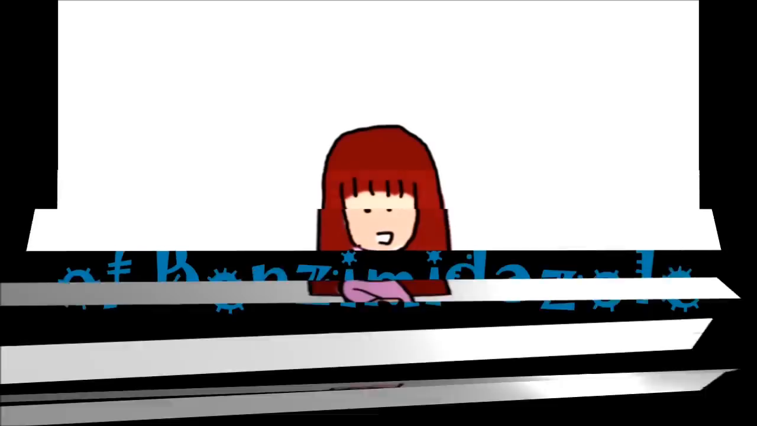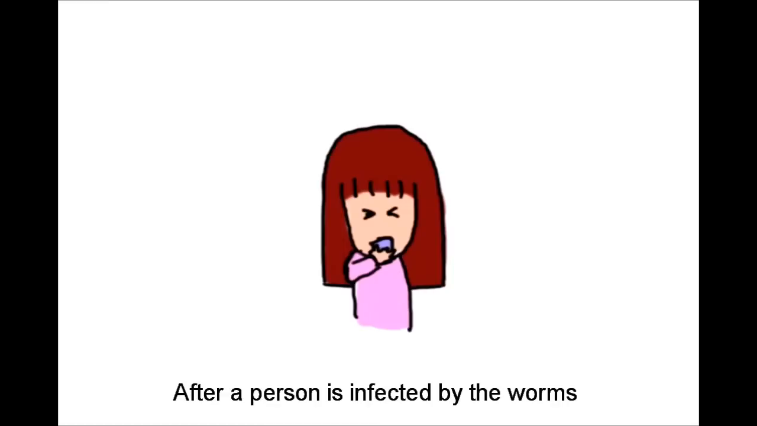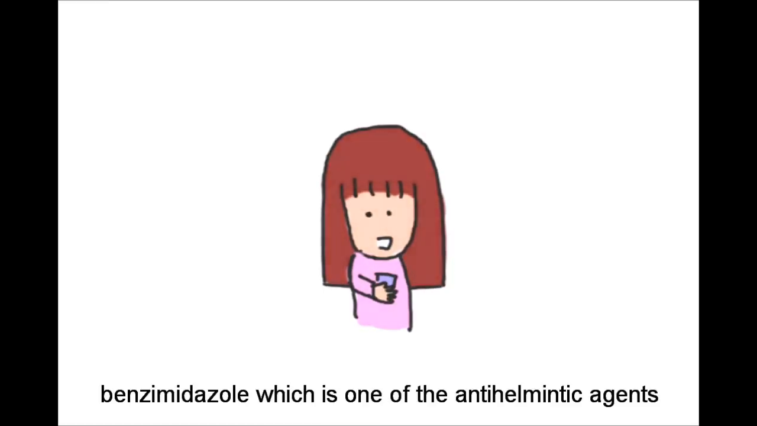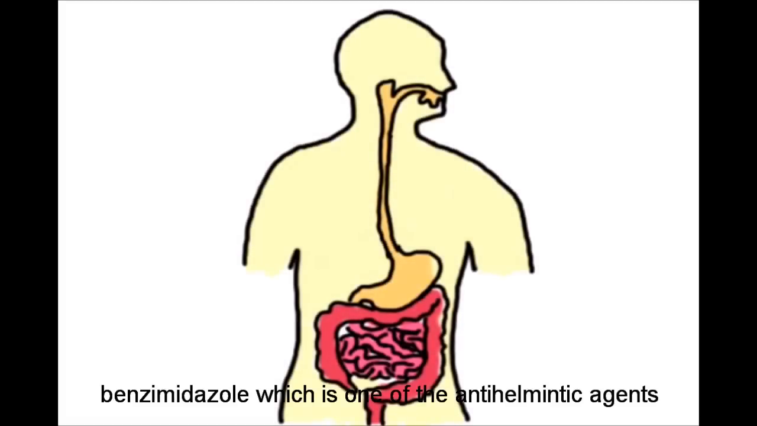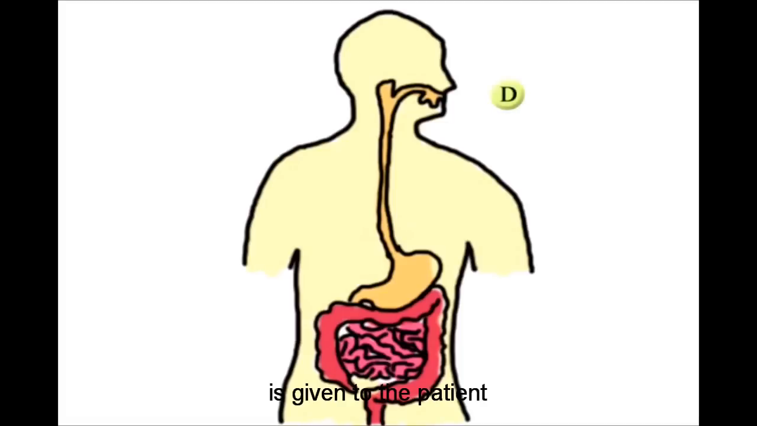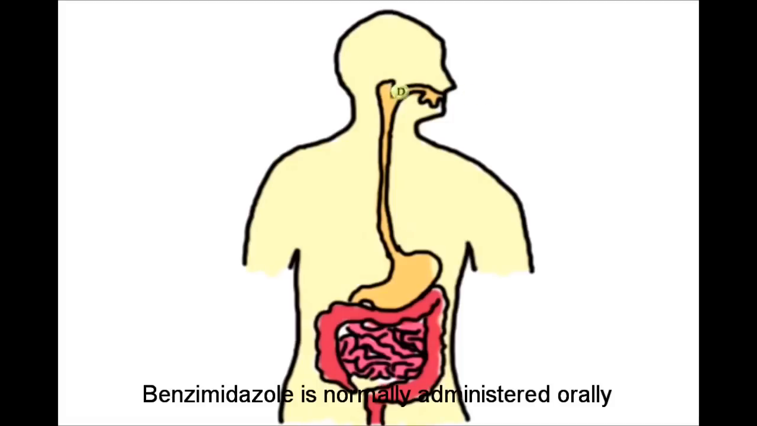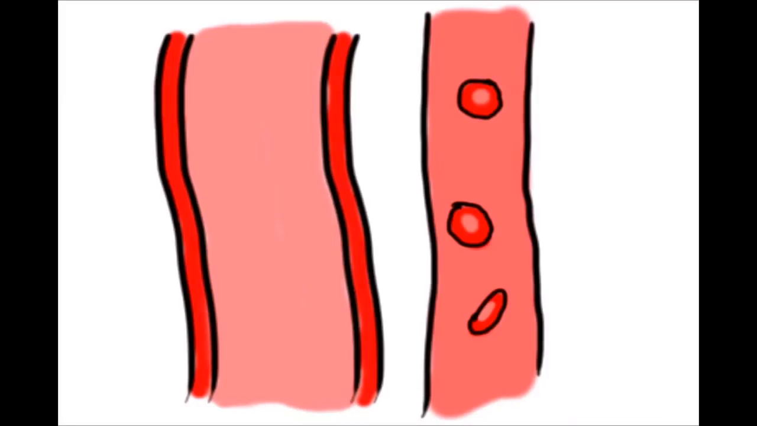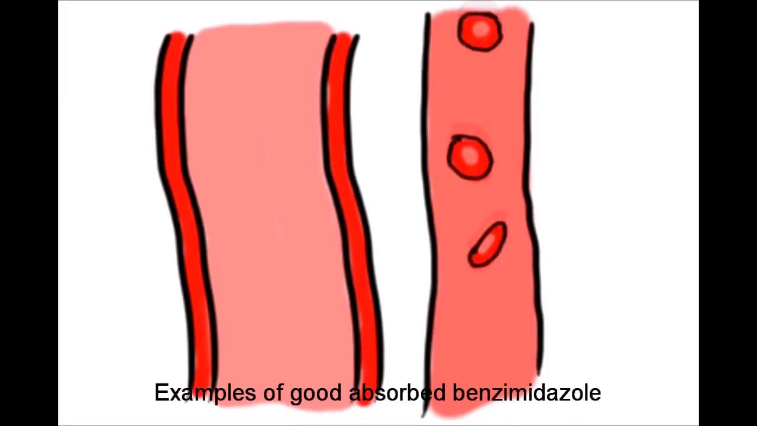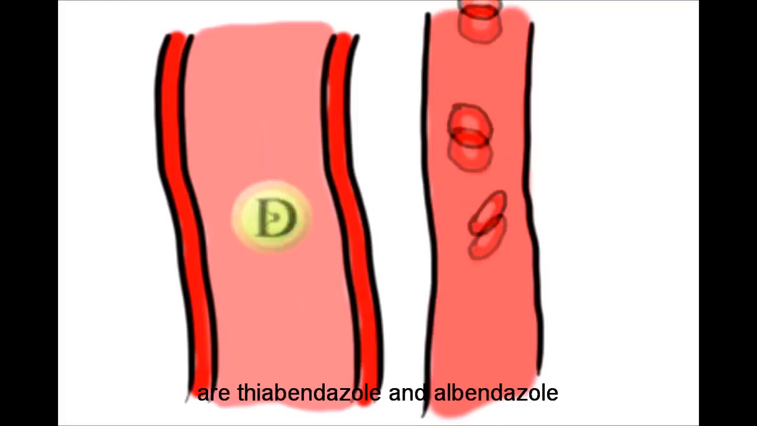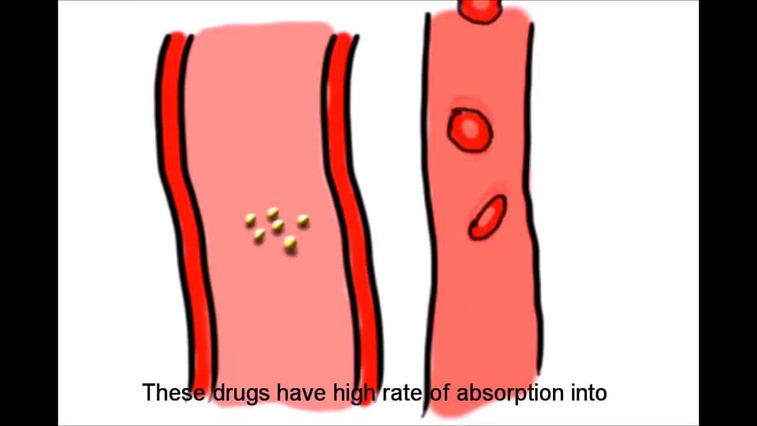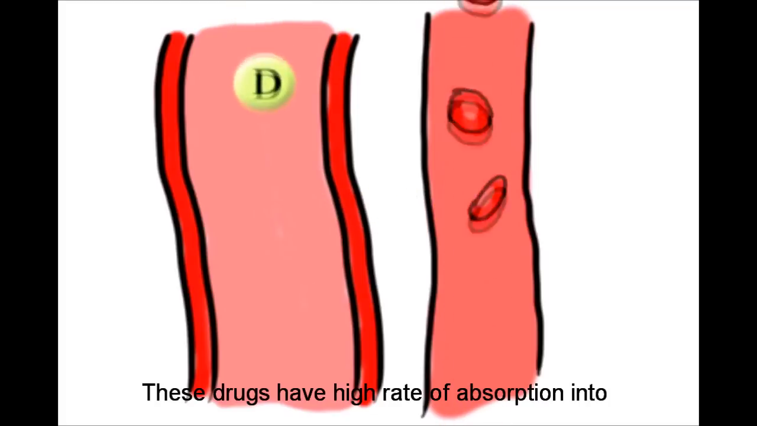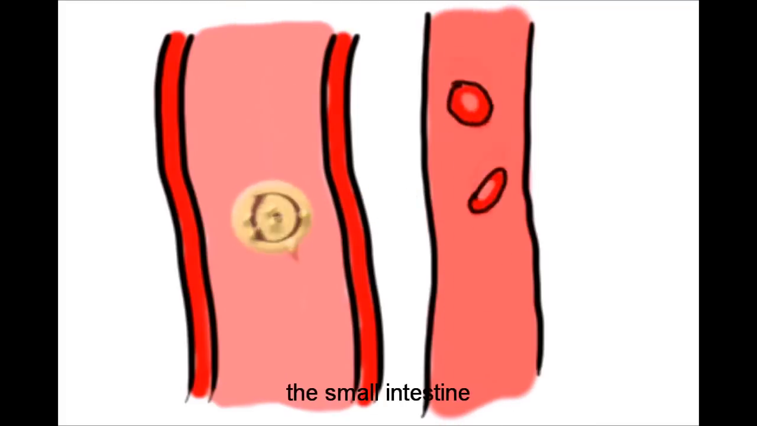Pharmacokinetics of benzimidazole. After a person is infected by the worms, benzimidazole, which is one of the antihelminthic agents, is given to the patient. Benzimidazole is normally administered orally. This drug can be divided into two categories, which are good absorption and poor absorption. Examples of well-absorbed benzimidazole are thiabendazole and albendazole. These drug molecules have a high rate of absorption into the small intestine.